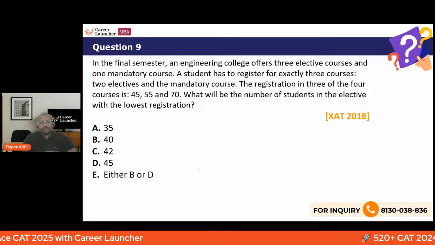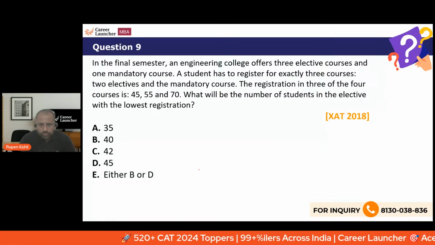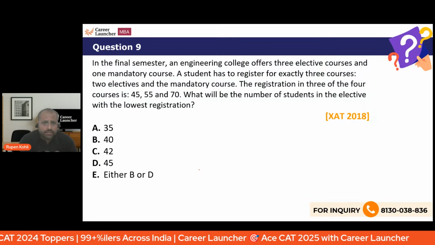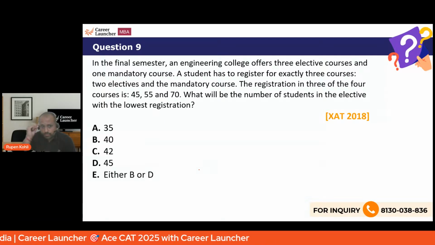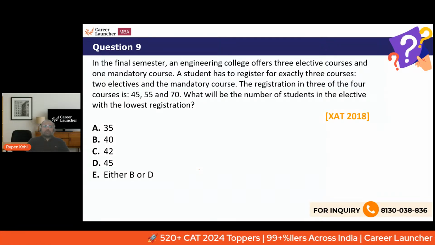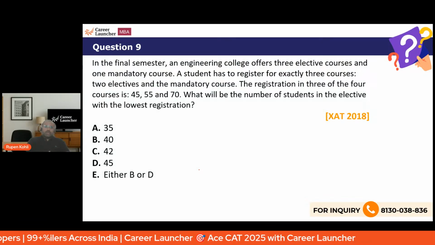Let's see. In the final semester, an engineering college offers 3 elective courses and 1 mandatory course. A student has to register for exactly 3 courses, 2 electives, and the mandatory course. The registration in 3 of the 4 courses is given. What will be the number of students in the elective with the lowest registration? There are in total 4 courses, 3 electives, 1 mandatory. You have to take 2 electives and 1 mandatory.